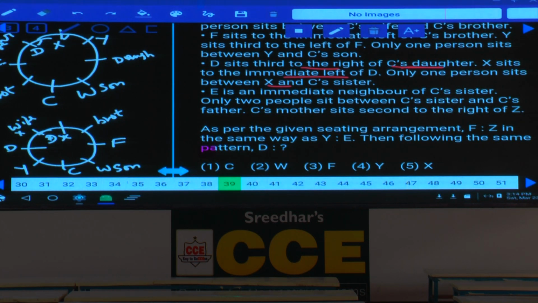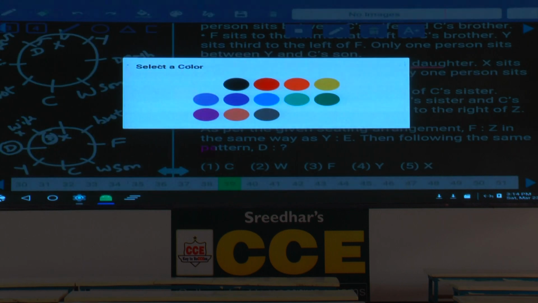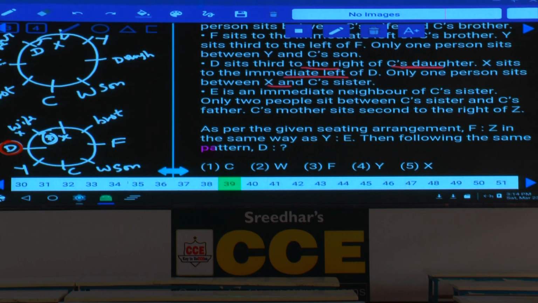Then coming to this one, D can be either here or here. If you take D at this place, then D must be third to the right of the daughter, hence brother and daughter must be in the same place, which is not possible. Hence D cannot be here. As D cannot be here, X cannot be here, so what is the possibility? D at this place and X at this place. If D is here, then D sits third to the right of C's daughter, so the daughter must be at this place. Done with this? In both the cases we are getting F as the daughter.